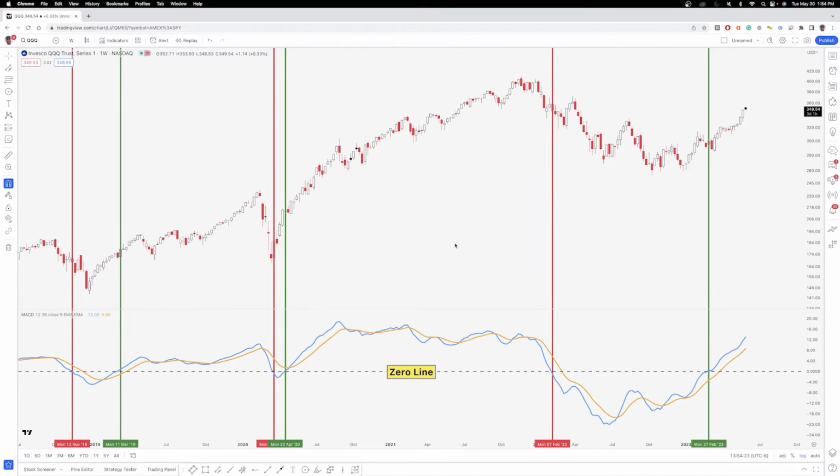I use MACD crosses very often, but I also use the MACD in two other ways. One of those ways is the zero line, and another way is looking at simple divergence on the MACD. So we'll start with the zero line. Essentially, the zero line is the divider between positive and negative territory for the MACD. So anytime the MACD line and the signal line are above the zero line, you're in positive territory. Anytime you're below the zero line, you guessed it, you're in negative territory.